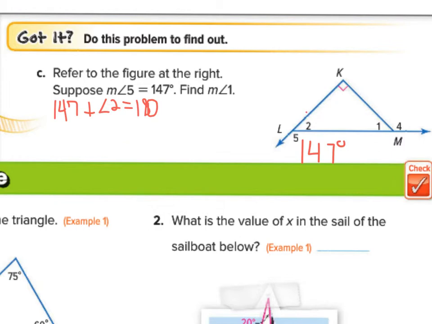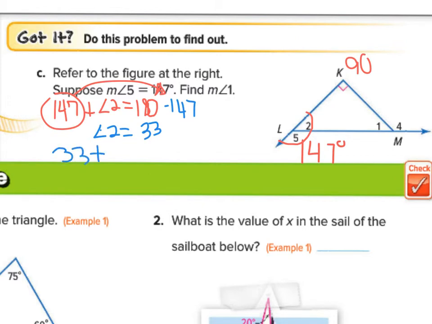So we know that now this is 180. If this is all 180, we can solve for angle 2, and I already know that I have my 90 degrees here, right? So I can isolate by bringing this over, or do the subtraction property of equality, and I'm just going to subtract the 147 from this side, and that's going to give me 33. So the measure of angle 2 equals 33, right? So now I have 33 plus 90 plus measure of angle 1 equals 180, right?